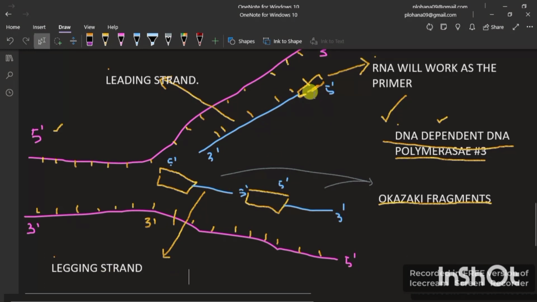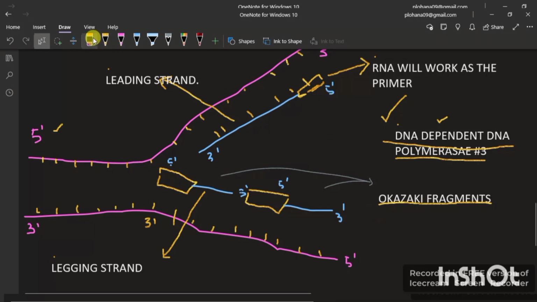Now we have to remove the primers too, because we know that RNA cannot be part of DNA. So now we have to remove these RNA pieces. Now what will happen? Which enzyme will come to remove these pieces? We have a special enzyme, known as DNA polymerase 1. DNA polymerase 1 will come and remove these RNA primers so that DNA can be made. It is a DNA dependent DNA polymerase which will start removing these RNA pieces.